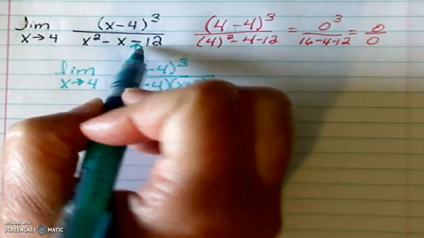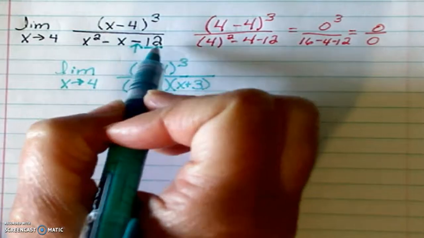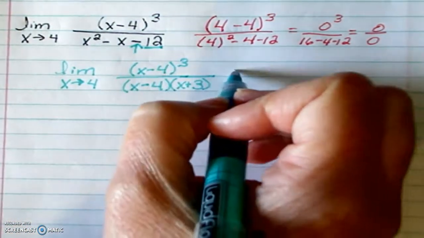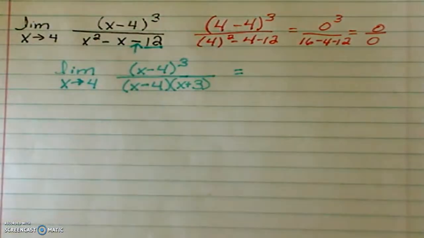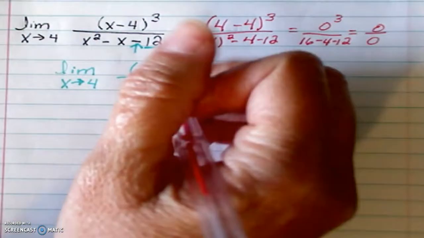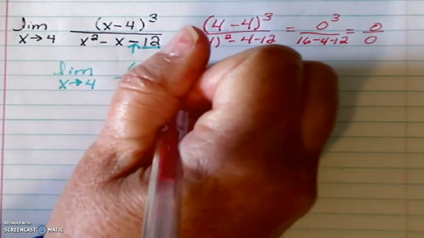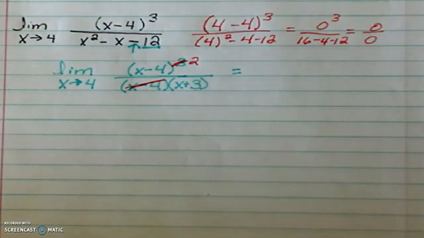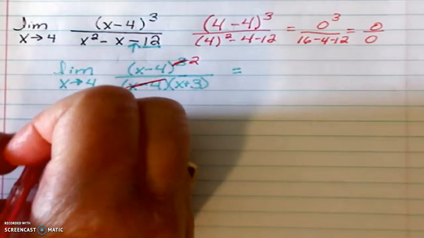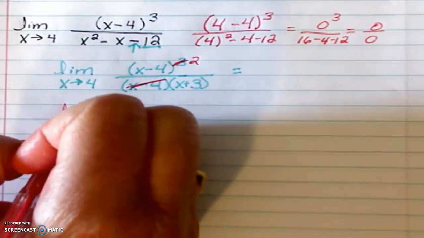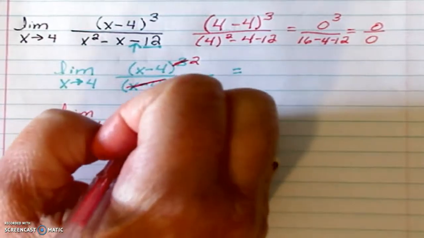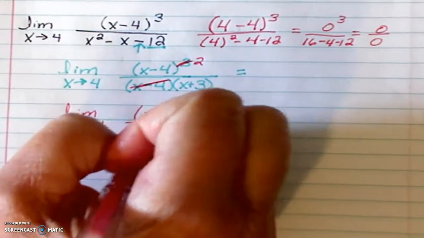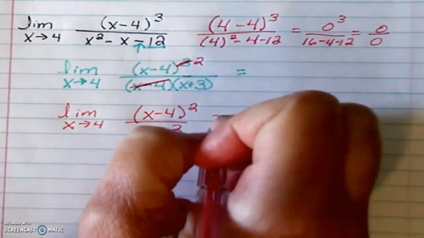Remember, you look here, the signs are different. Factors of 12, outer and inner need to give you -1. So when you look at this particular problem, we will notice that x minus 4 is going to cancel, which will leave you with 2 of them in the numerator. So we'll write the limit again. It is the limit as x approaches 4 of the quantity x minus 4 squared over x plus 3.